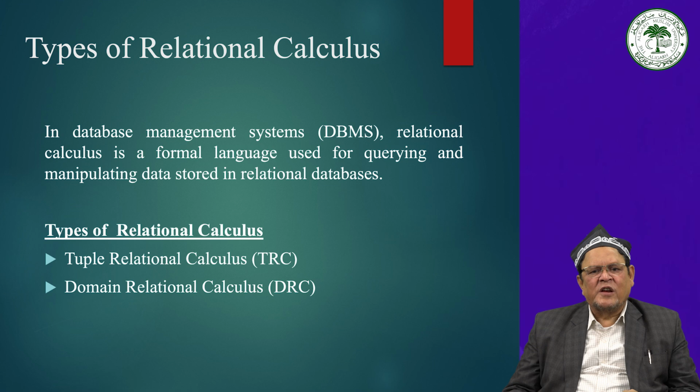What are the types of relational calculus? In database management system, relational calculus is a formal language used for querying and manipulating data stored in relational databases. There are two main types of relational calculus. First is tuple relational calculus, we can say it is TRC. The next is domain relational calculus, we can say DRC.